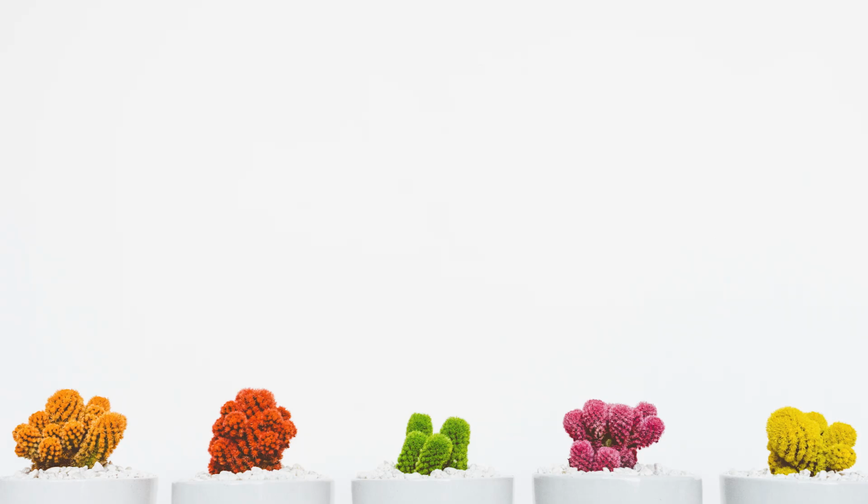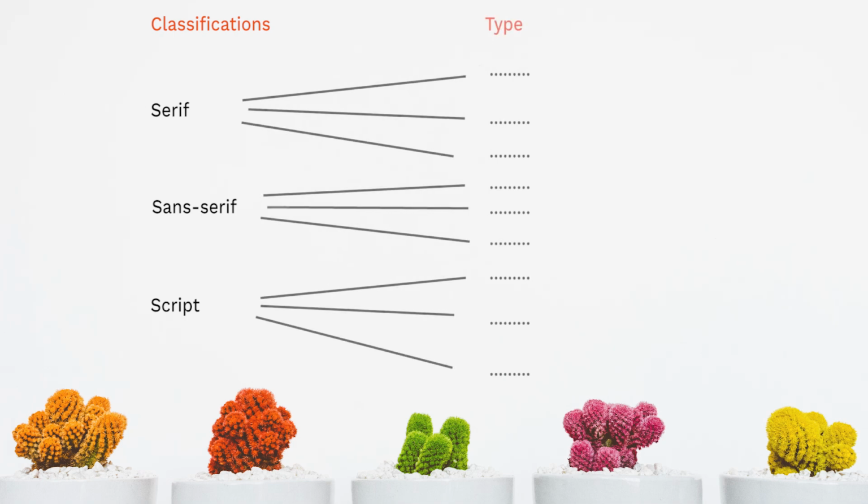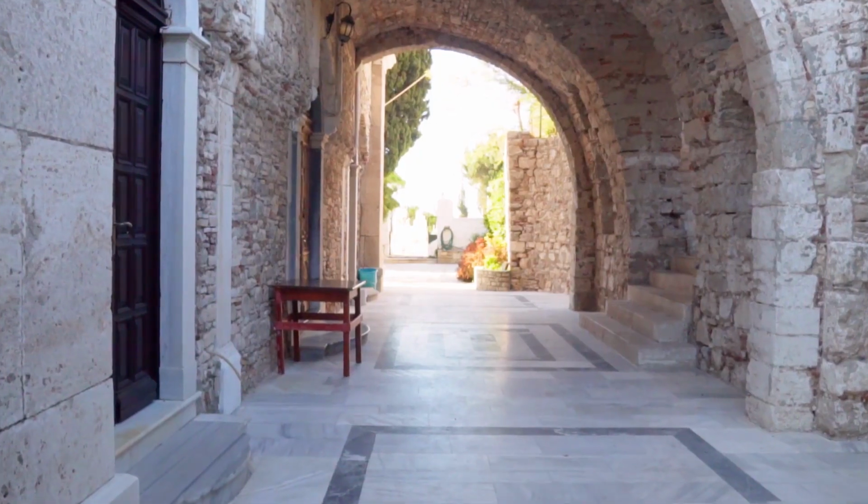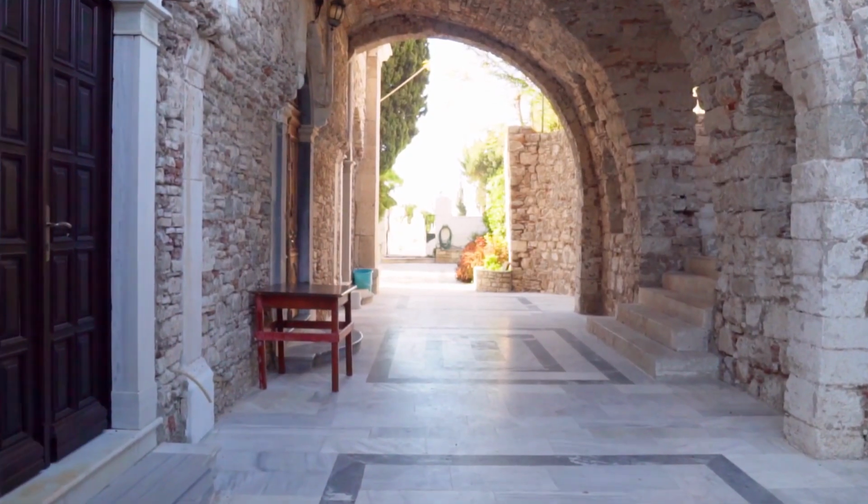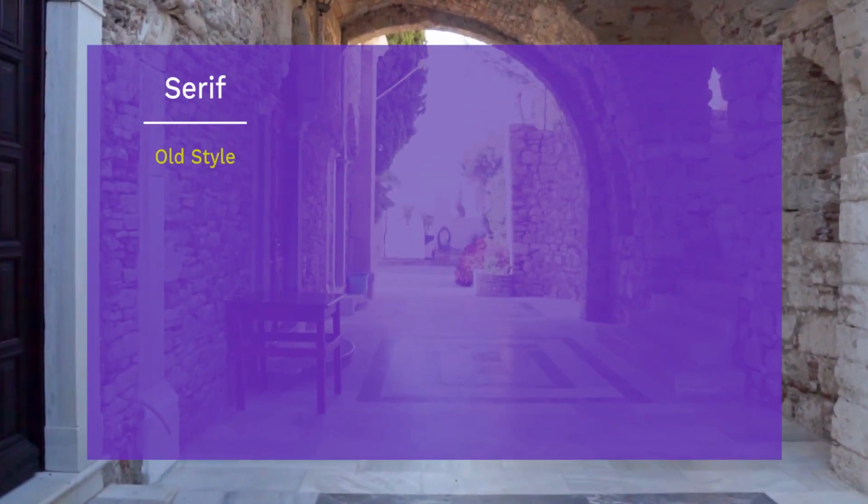In general, there are 3 classifications of typeface. They are serif, sans-serif, and script. In each classification we will break down into several types of typography. Initially, we will take a look at serif first. The first type is old style.